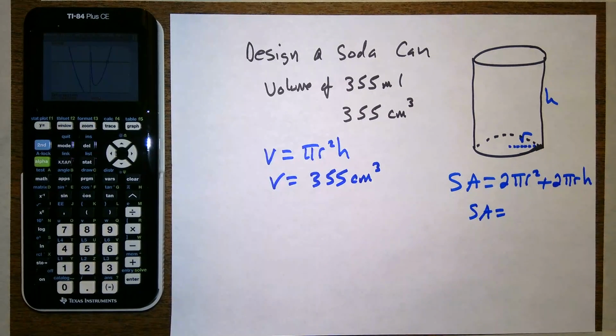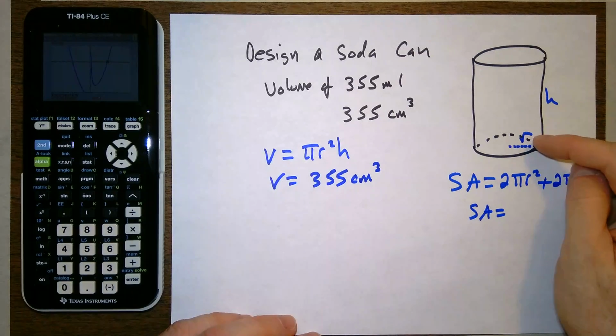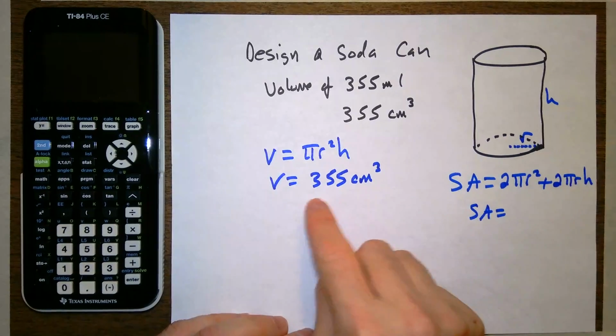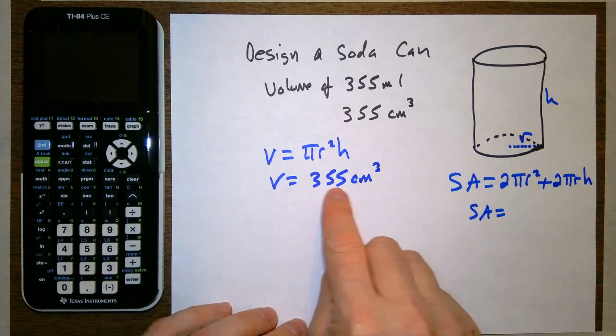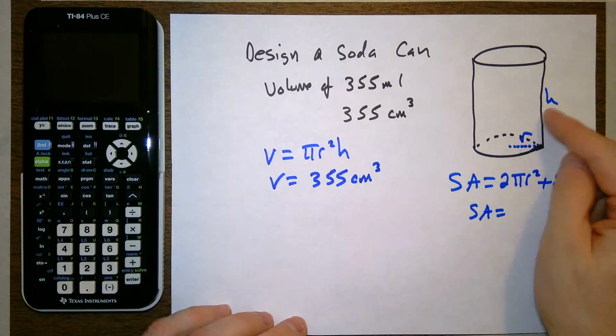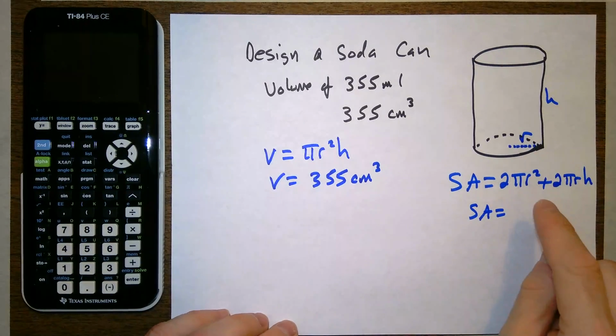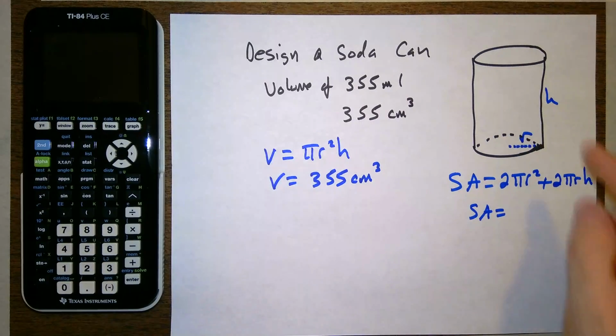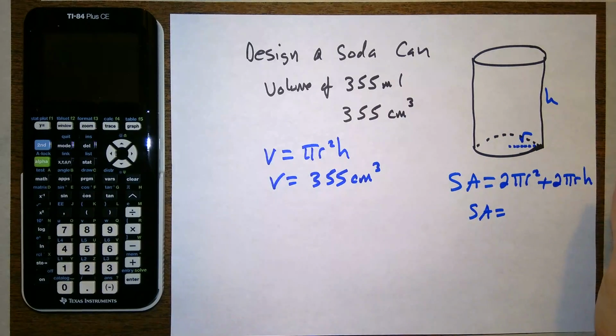And I want to find the smallest possible surface area that will give me that volume. I know I want my soda to have exactly 355 cubic centimeters inside it. What should my radius and my height be so that my surface area is the smallest possible amount? I'm using the smallest amount of aluminium here to make the can.